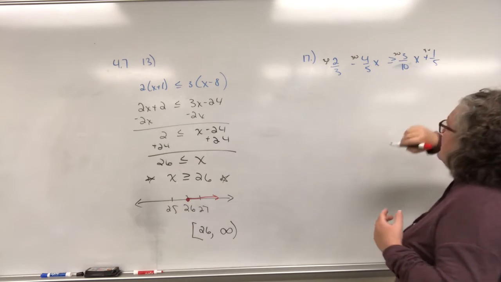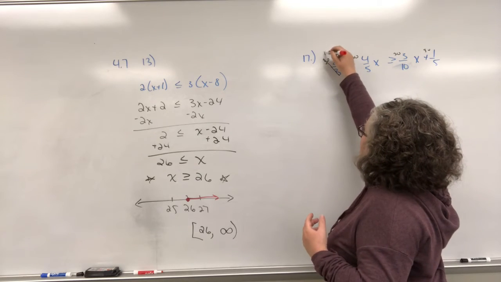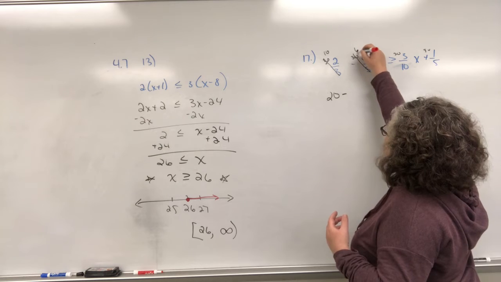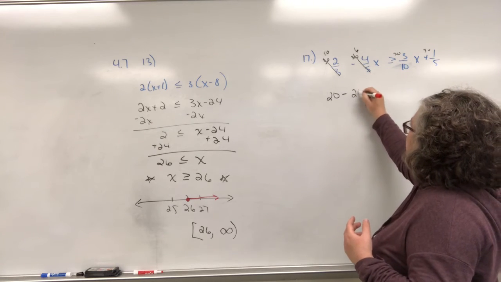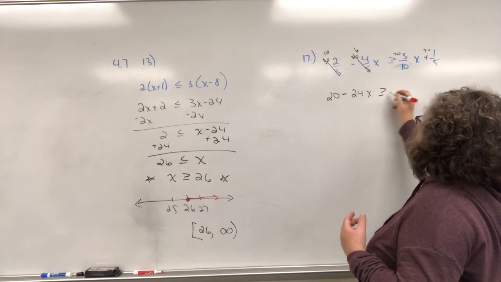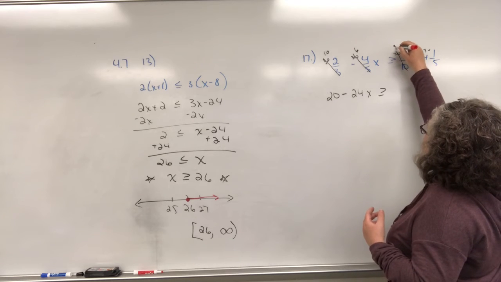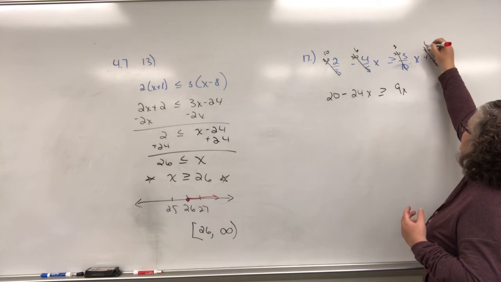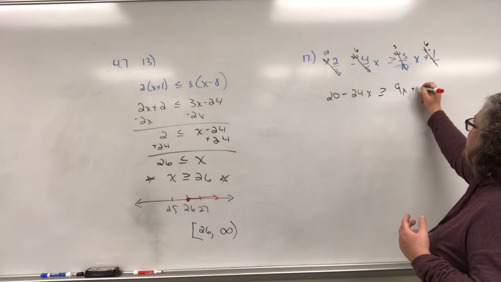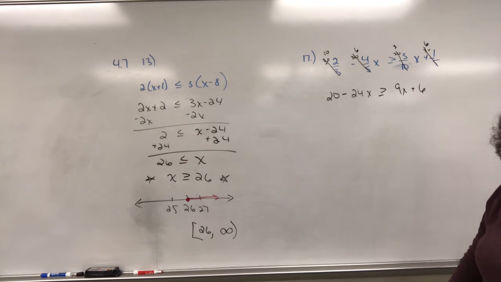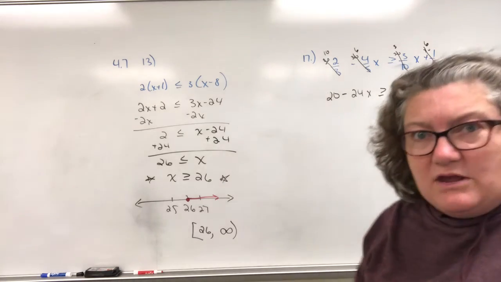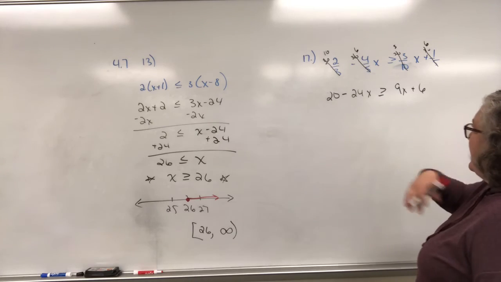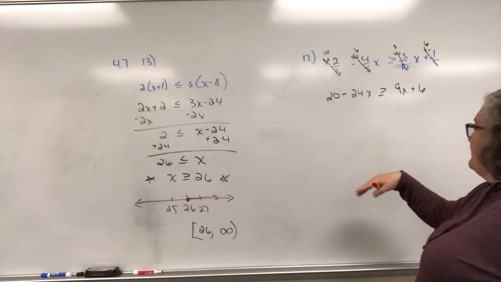Every term. So 3 goes into 30 10 times, so this would be 20, minus 5 goes into 30 6 times. 6 times 4 would be negative 24x, greater than or equal to. 10 goes into 30 3 times. 3 times 3 is 9x. 5 goes into 30 6 times, so 6 times 1 is 6. If you still have a fraction, then you did something wrong. We want to get rid of those fractions. So the next thing is we just simplify and move things around and we solve it.